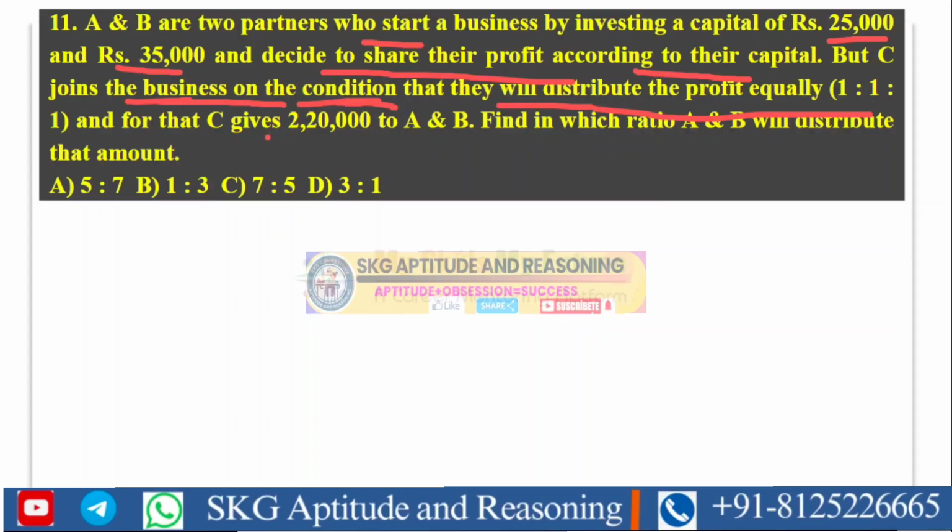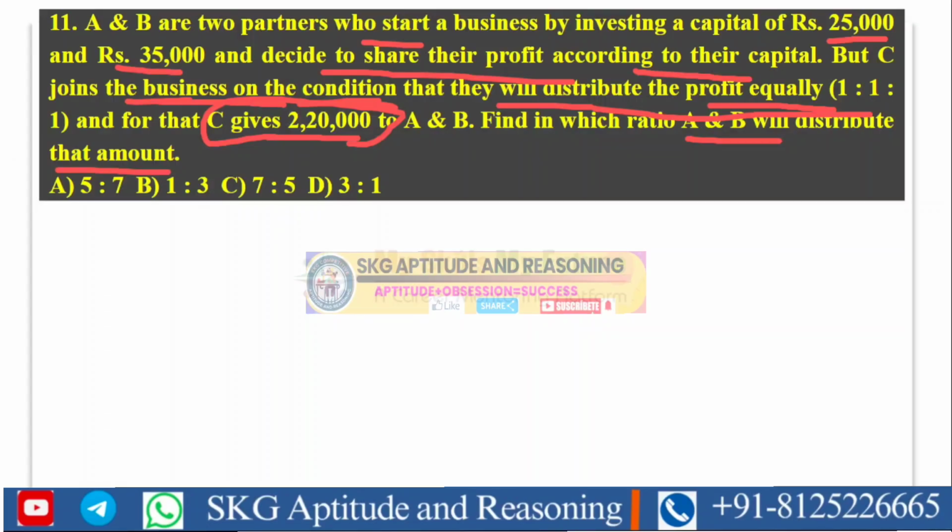And for that, C gives rupees 2,20,000 to A and B. So in order to share the profit equally, in a 1 is to 1 is to 1 ratio between the three persons, C is giving some extra amount to A and B. That extra amount he is giving is 2,20,000. What is asked in the question? Find in which ratio A and B will distribute the amount. So we need to find in what ratio A and B have to distribute the amount.